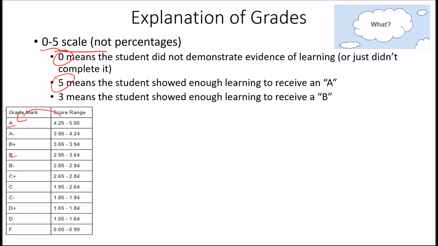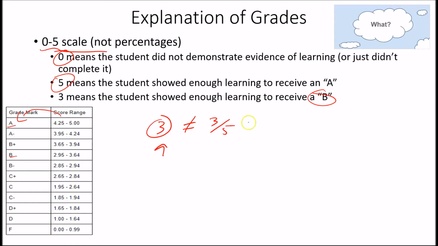Okay. And not to beat a dead horse here, but I do want to talk about a 3 because this is where percentages might start to confuse people. So a 3 means that a student showed enough learning to receive a B. Now, when you see a score of a 3, we do not want to think of that as a 3 out of 5, right? Yes, a 5 is the maximum score, but it's not like we're subtracting points and then assigning a 3. A 3 is about being a level of mastery.